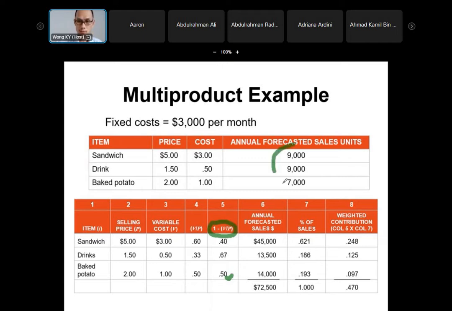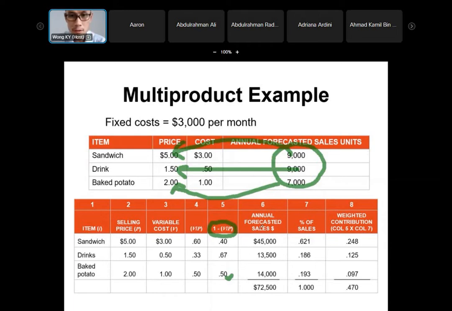Given are the values in quantities. So we have to know the annual forecast sales in dollars. How to get the annual forecast sales in dollars? You multiply the quantity with the selling price. So 9,000 times 5, you get 45,000. 9,000 multiplied with 1.5, you get 13,500. 7,000 multiplied with 2, you get 14,000. So this is the annual forecast sales in terms of dollars. And then what you do is find the total.